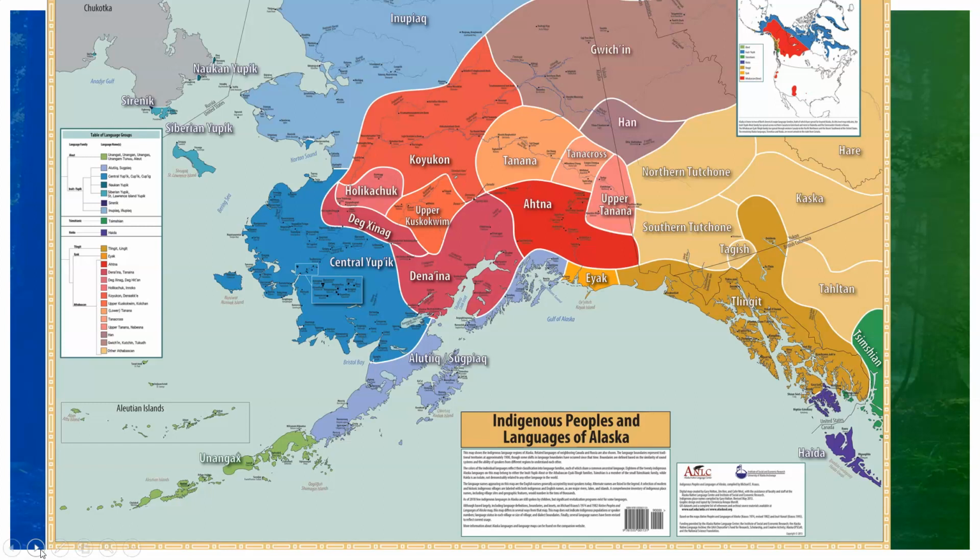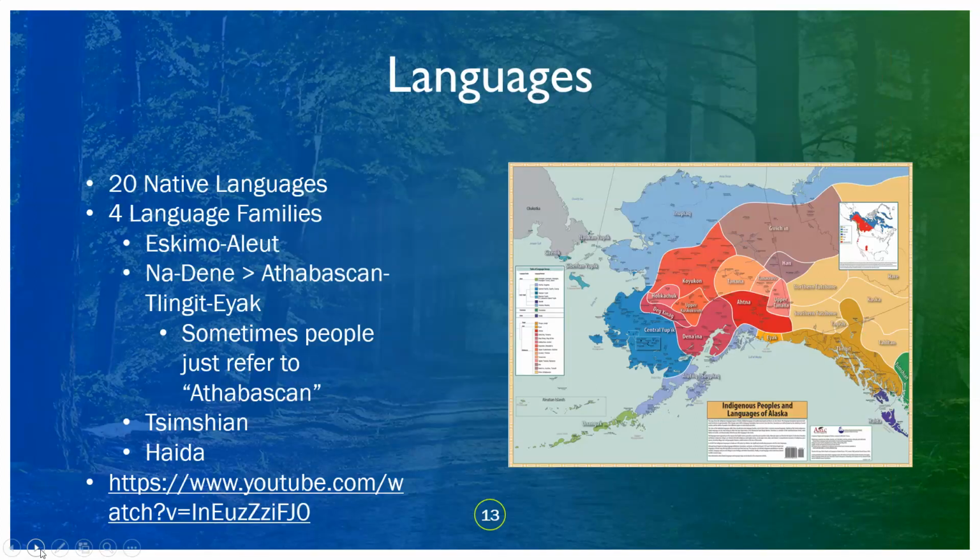You have Haida and Tsimshian, which are separate unto themselves, at least within the Alaska context. You have Inupiaq, Central Yupik, Siberian Yupik, Unangax, and Alutiiq-Sugpiaq, all of which fall within what's called the Eskimo-Aleut language family. So, again, 20 native languages, which is a lot, and those fall within four different language families, with the Tsimshian group being unto itself, and the Haida group. There's debate about whether it's part of another language family or whether it's what's called a language isolate, which means it's not related to any other languages.